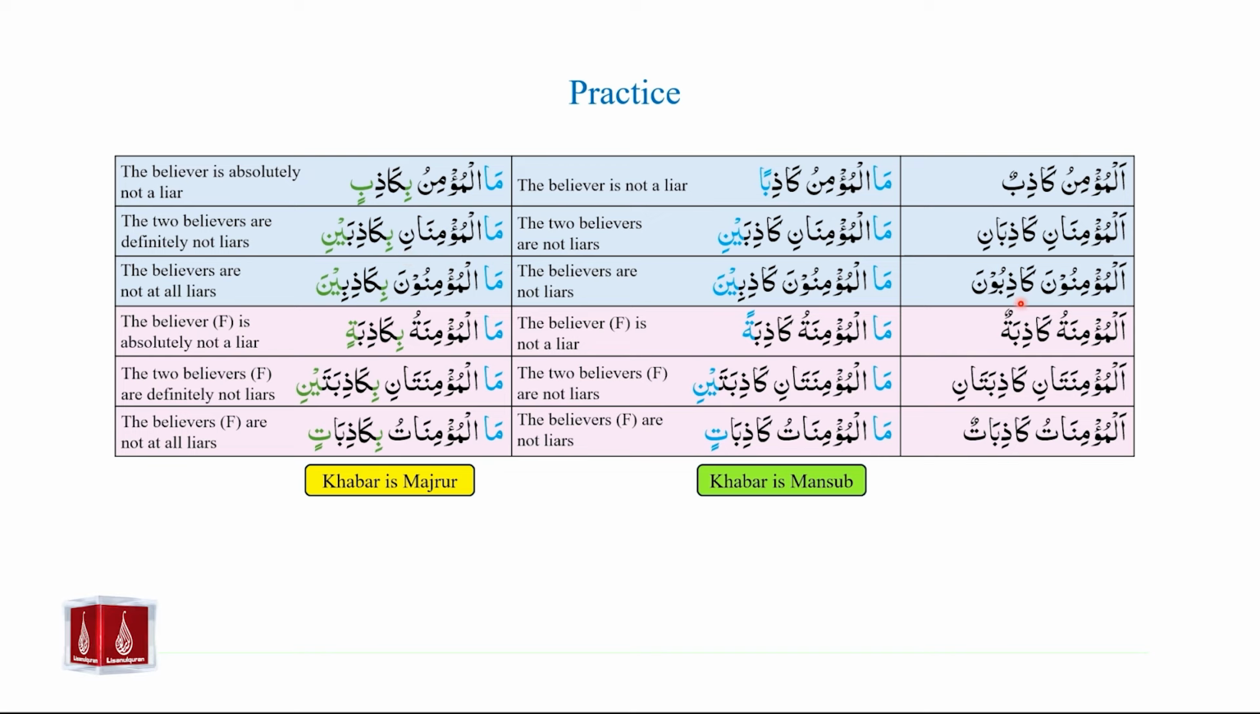Al-mu'minuna kazibuna. Mal-mu'minuna kazibina. Una, ina. The believers are not liars. With emphasis, we will get mal-mu'minuna bikazibina. The believers are not at all liars. In the case of kazibina, it is mansoob. In the case of bikazibina, it is majroor.